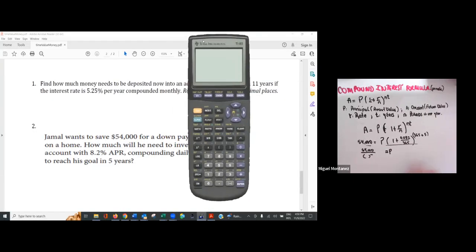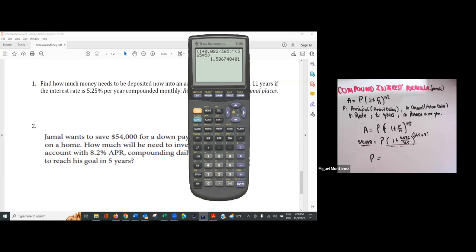So first thing we are going to do is to calculate how much is that number by itself. So 1 plus 0.082 divided by 365, close parentheses, raised to 365 times 5. Okay, so the ugly number will be, I need to divide 1.50 divided by 1.7. Okay, so let's see how much is P.